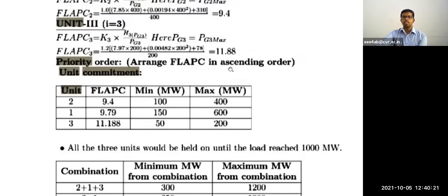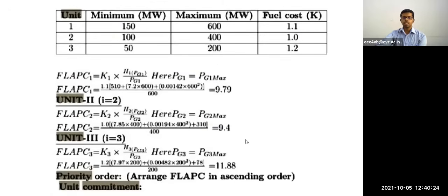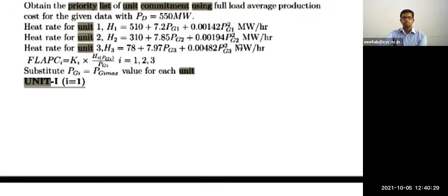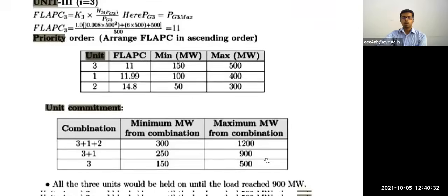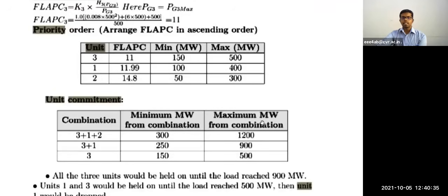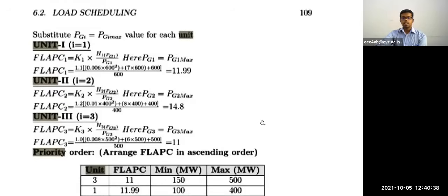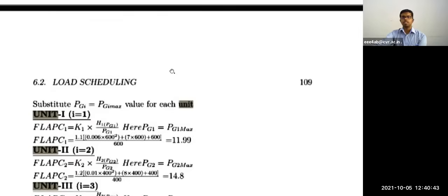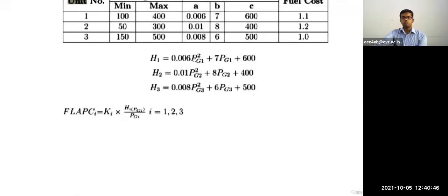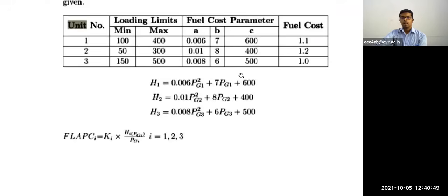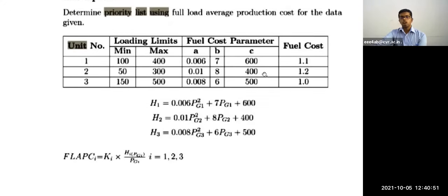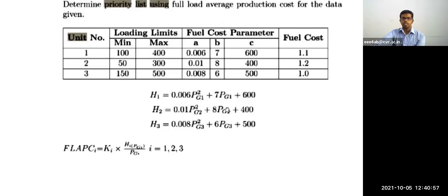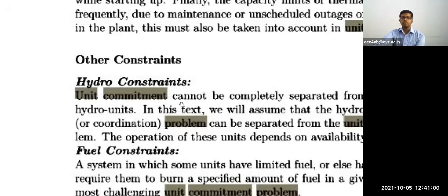In the first example problem, no demand is given. In some other problems, they might give PG1, PG2, PG3 in the problem itself. Here in the problem itself, it is given as 600, 400, and 500 megawatt, so directly we have taken those.